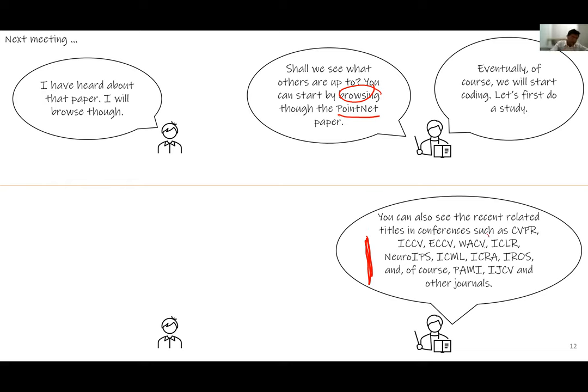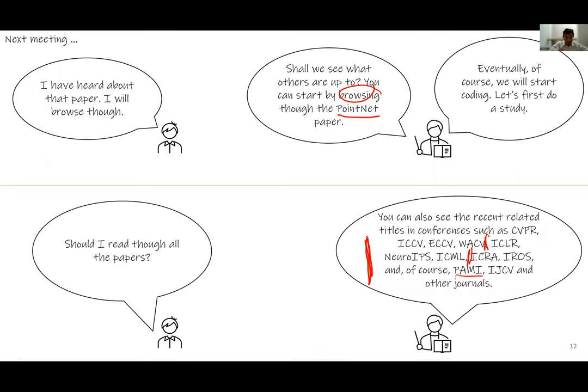Now you go to the machine learning conferences: ICLR, NeurIPS, ICML. ICRA and IROS are robotics conferences. And of course, PAMI, IJCV, and other journals. PAMI is the topmost journal in engineering, I think. International Journal of Computer Vision is the next journal. So the professor is cautioning the student not to get into unknown journals and conferences and not corrupt his mind, but to read these good quality, authentic, peer-reviewed journals to which top people submit their work.